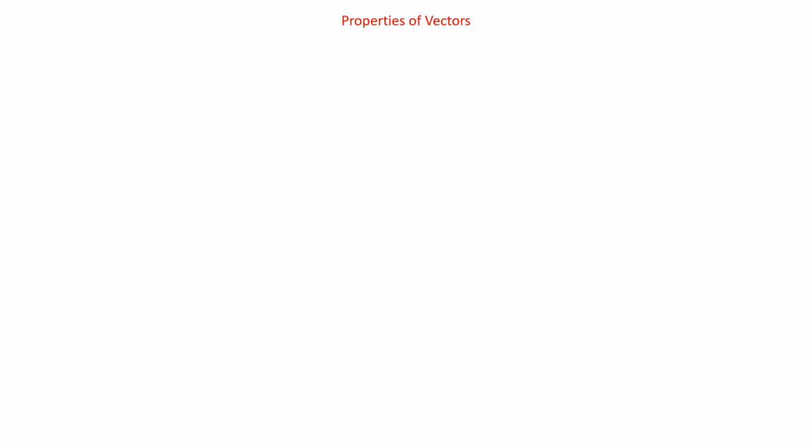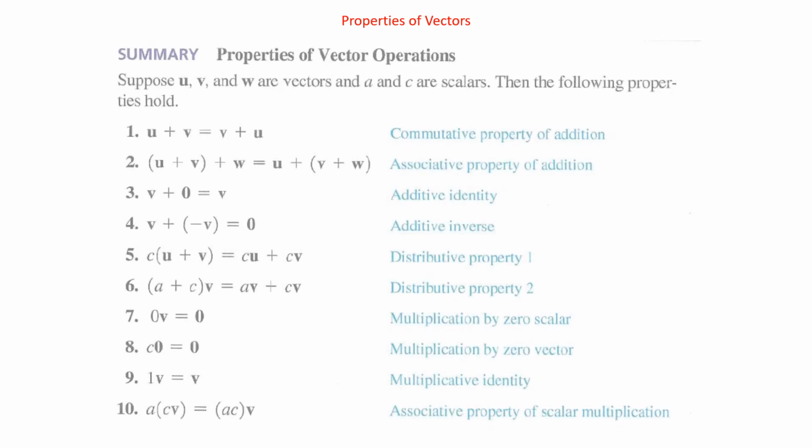And then properties of vectors, there's just a bunch of properties of vectors. Generally speaking, if you think that you should be able to do it, you probably can. Unless it's obviously stupid, then don't do that.